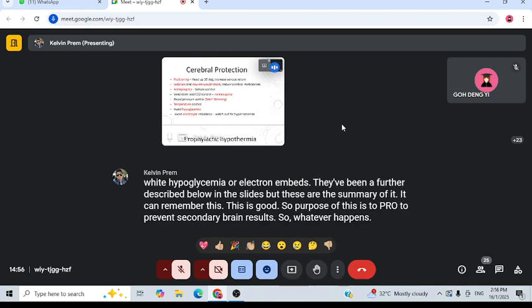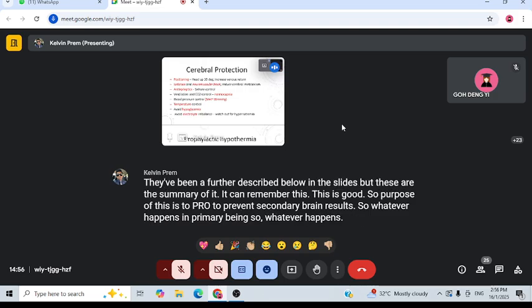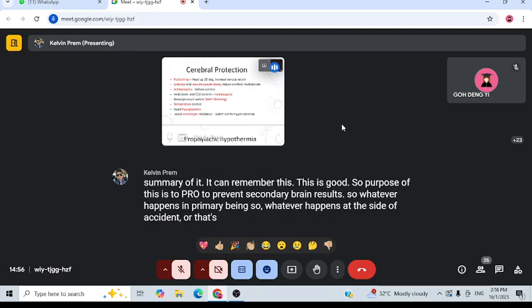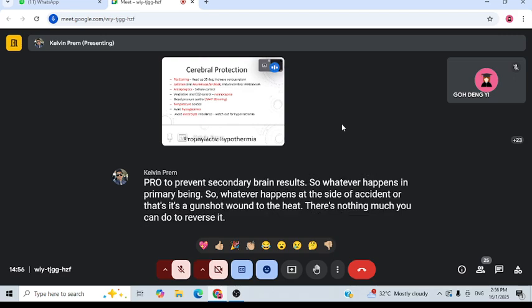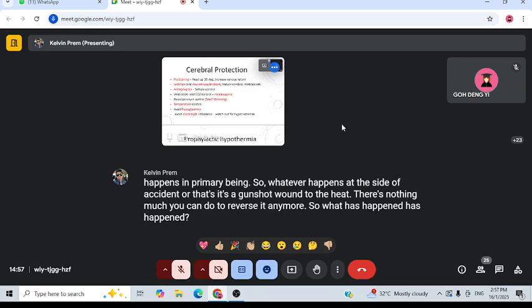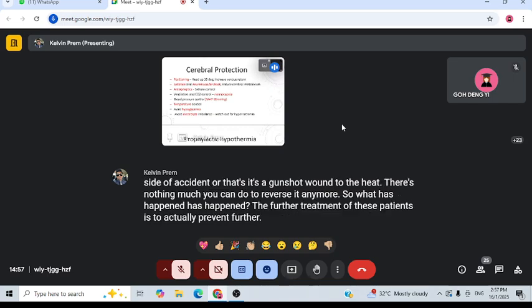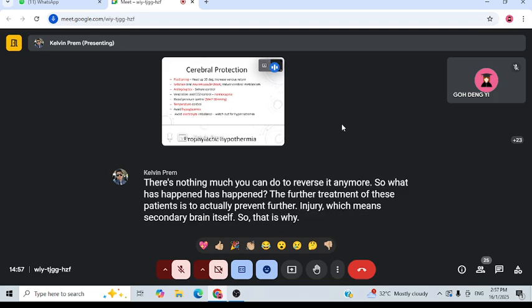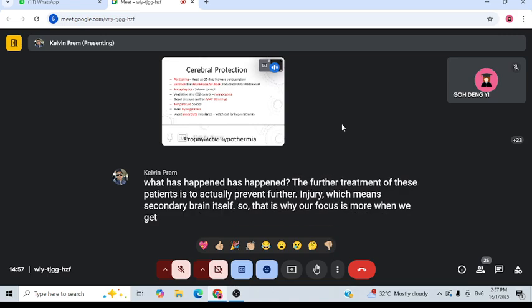So whatever happens in primary brain insult, whatever happens at the site of accident, or let's say it's a gunshot wound to the head, there is nothing much you can do to reverse it anymore. So what has happened has happened. The further treatment of these patients is to actually prevent further injury, which means secondary brain insults. So that is why our focus is more on this when we get patients with head injury.